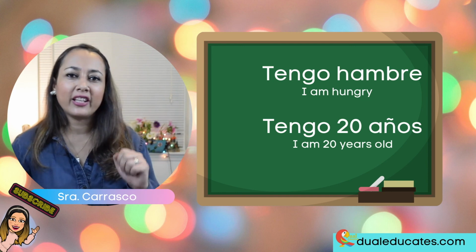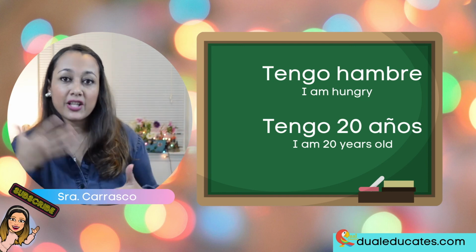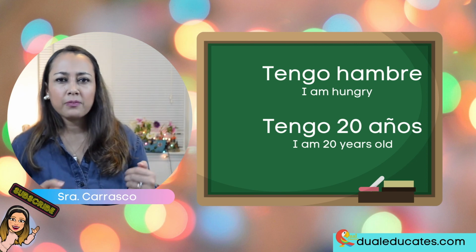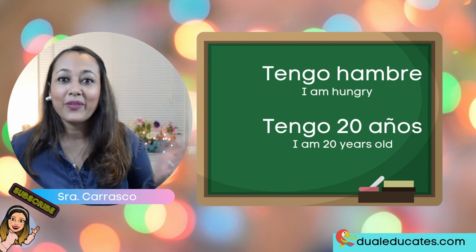Number 6. The verb to have, tener, in Spanish is often used to express feelings. Maybe you're wondering, have you ever heard a Spanish-speaking person that is learning English say, I have 20 years. I know that's incorrect.